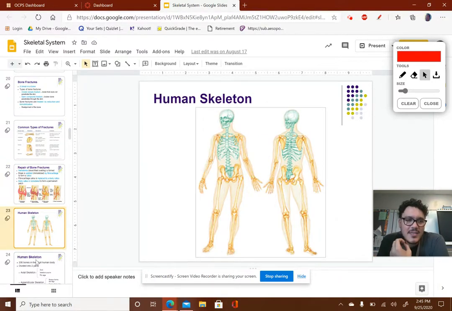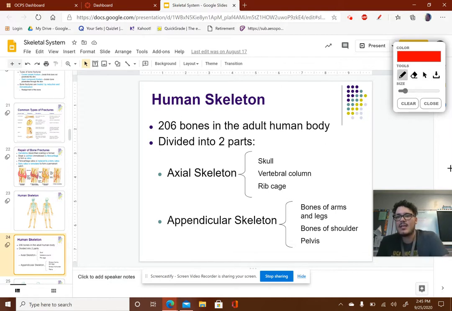Okay, let's talk about the human skeleton. The big thing to understand, if you didn't already know, there are 206 bones in the human body. We need to know that number guaranteed. As an adult, that's typically what we'd expect, even teenage years, right?